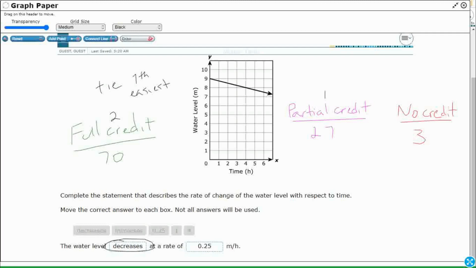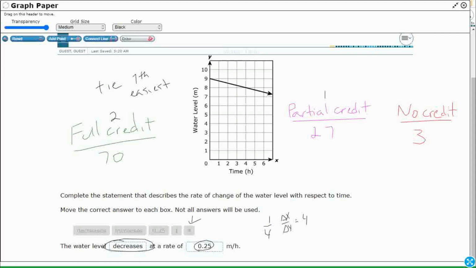Now, the decreases and increases, that's pretty self-explanatory. How are we getting this 0.25? Well, 0.25 is 1/4, right? If you flip that, if you do the change in x over the change in y, you're going to get this 4. So once again, if they took the slope formula and just flipped it upside down, you would get this 4.